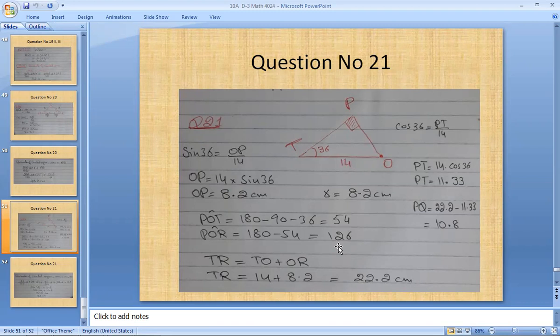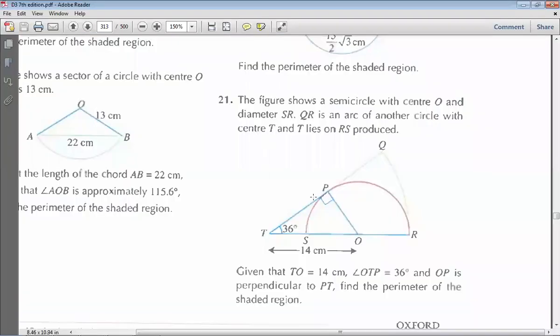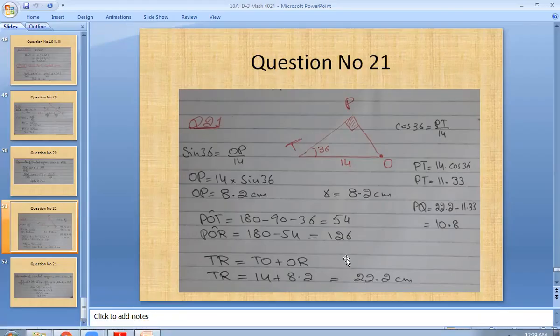So the TR, from T to R, will be TO plus OR. This whole thing, TR, will be this plus this. It is 14 and this is 8.2. So TR will be TO plus OR, that's 14 plus 8.2, and that will be 22.2 centimeters.